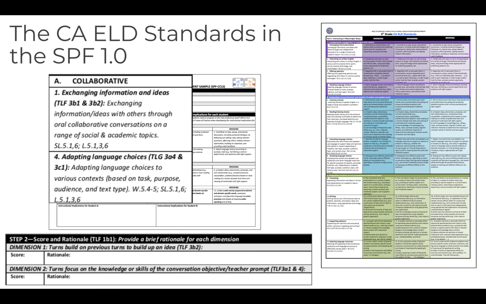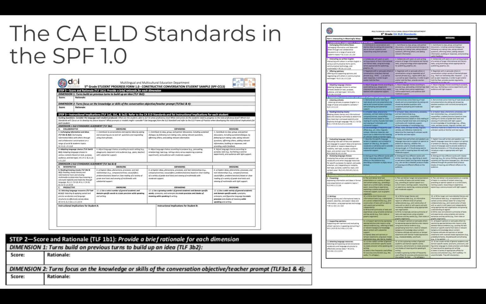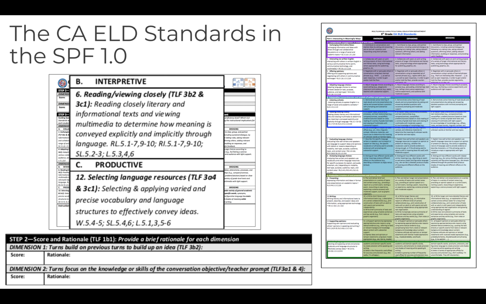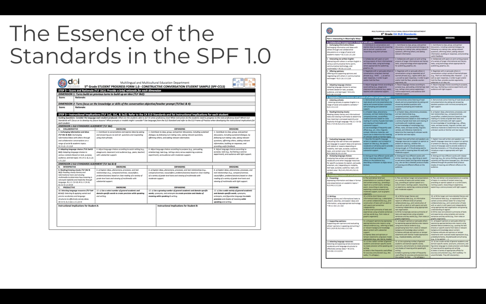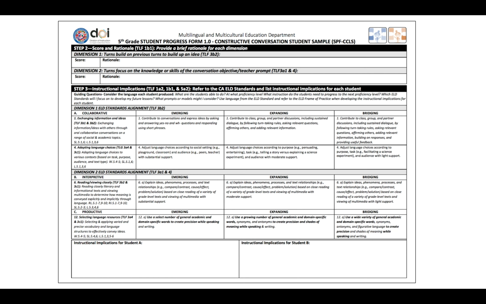In this case, the two strands are Part 1, A1, collaborative, exchanging information and ideas, and 4, adapting language choices. But let's dig into what these standards mean. And as well, interpretive for Dimension 2 and productive for Dimension 2, reading and viewing closely, and selecting language resources. So all these standards are represented in your Standards at a Glance, and of course these 4 standards are in the SPF 1.0.